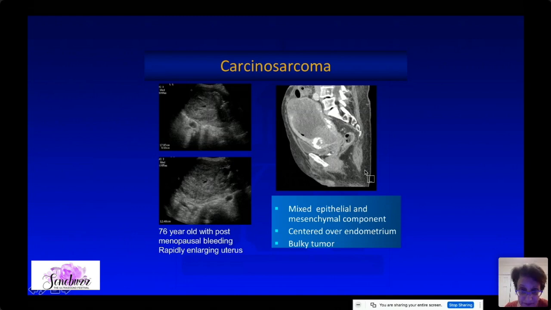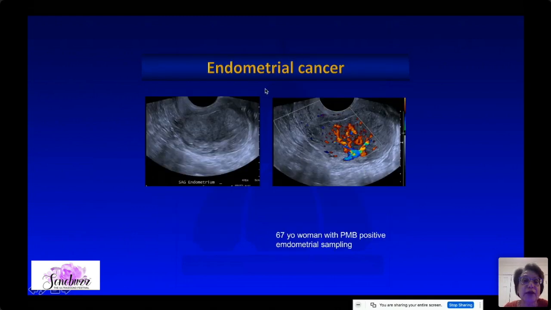Now, most patients with regular endometrial cancer, as you can see here, don't present with an enlarged uterus. They will present with postmenopausal bleeding. And this is just a typical appearance of a basically normal-sized uterus with markedly thickened, hypervascular endometrium that you're going to see in your run-of-the-mill endometrial cancer.